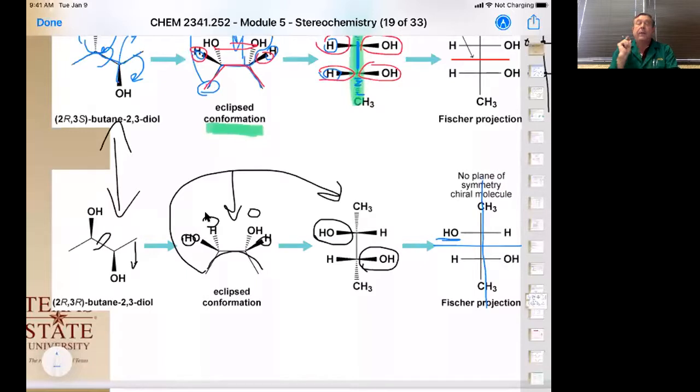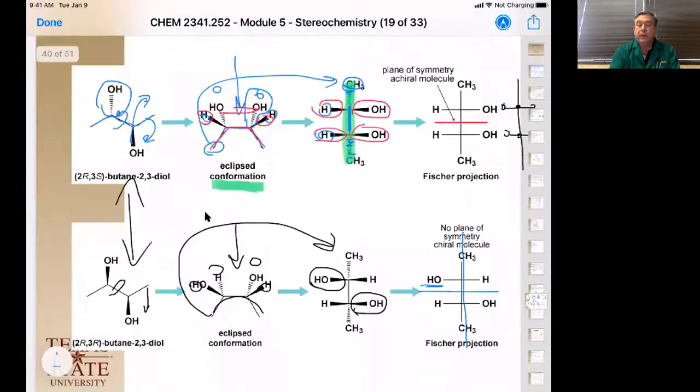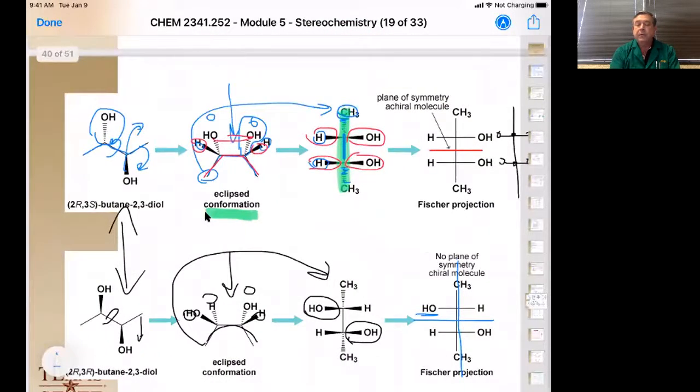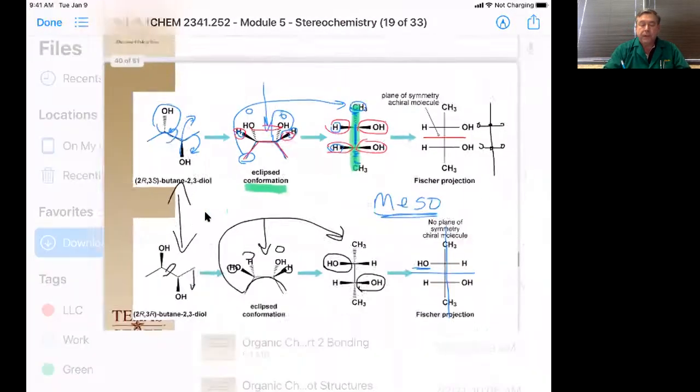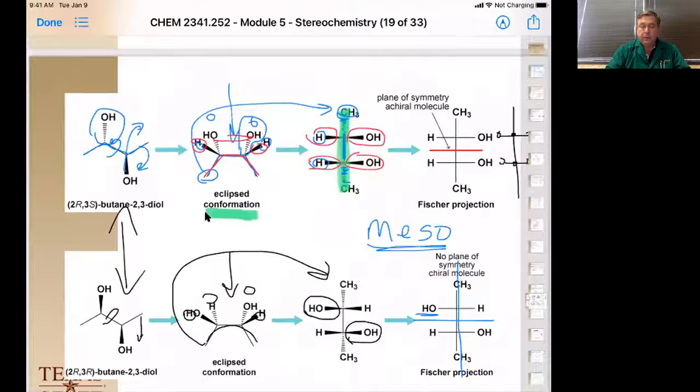Okay. Now, we have a special name for a compound that has this plane of symmetry and loses its chirality. It's called a meso compound, M-E-S-O, a meso compound. Okay. All right, questions on that?